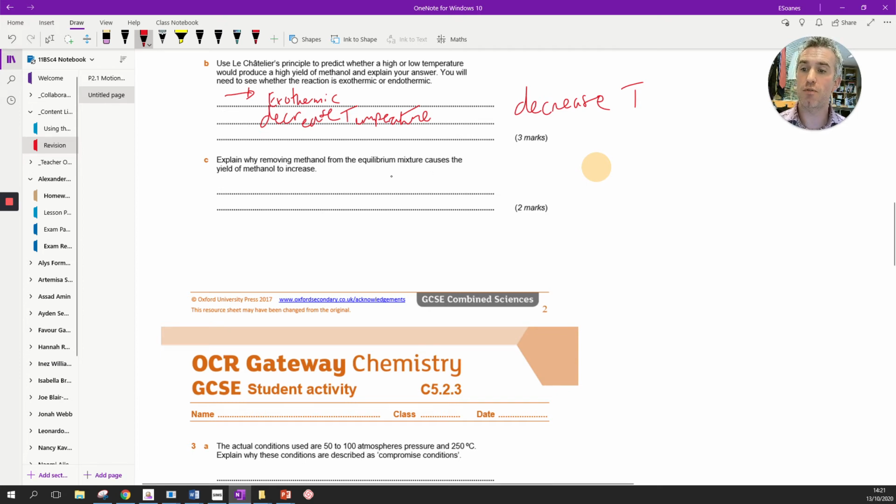Explain why removing methanol causes the yield of methanol to increase. Pause. Do it. If it keeps beeping, it's running out of memory. Got to get it done soon.